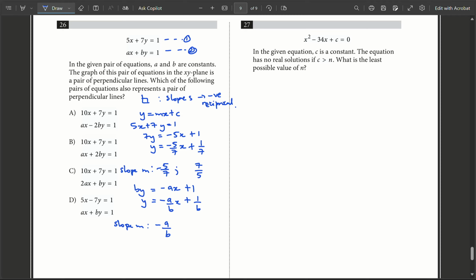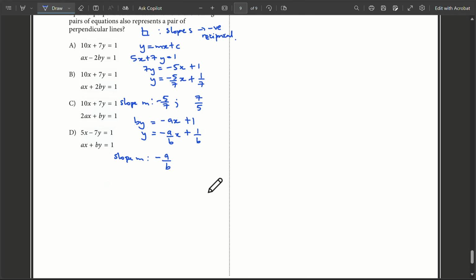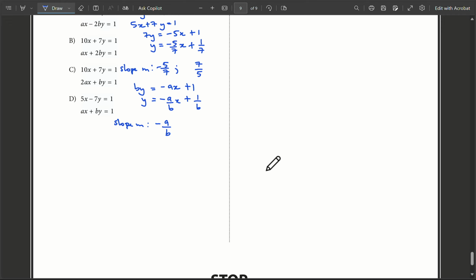All right, so since the graph of the given pair of equations is a pair of perpendicular lines, the slope of the graph of the second equation must be the negative reciprocal of -5/7, which is actually 7/5. So we say -a/b is equal to 7/5, or we can write it as a/b = -7/5. It's one and the same thing.